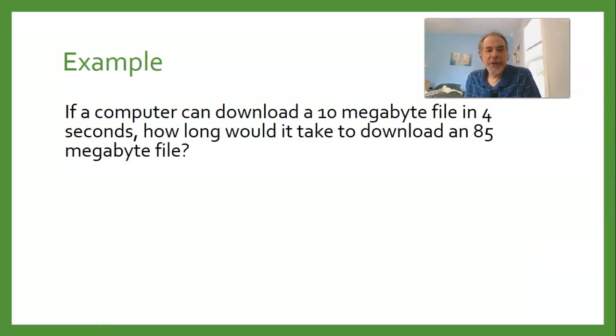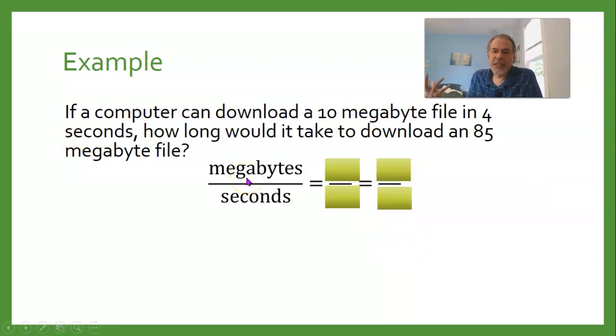Another example: if a computer can download a 10 megabyte file in 4 seconds, how long would it take to download an 85 megabyte file? So the proportion here is between megabytes, the size of the file, and seconds, the time it takes to download. So I set this up with megabytes on top and seconds on the bottom. You could do it the other way around, but it has to be the same for both sides. So we know that 10 megabytes goes with 4 seconds.